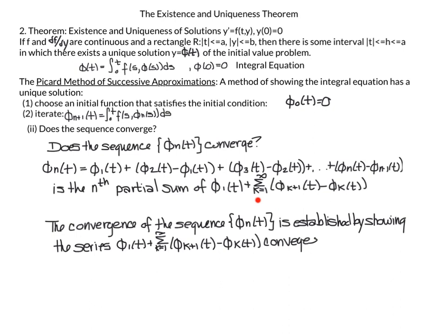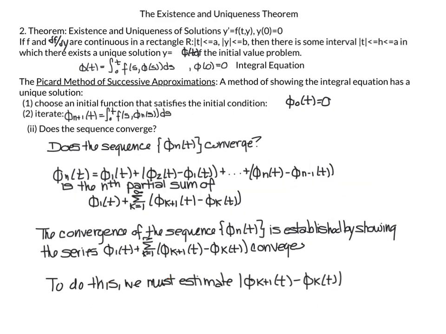So now the convergence of this sequence is established by showing this series here converges. And to do this, we must estimate the magnitude of phi k plus 1 of t minus phi k of t. So the remainder of this proof is quite involved and also left as an exercise in your textbook, so I'm going to leave this point right here.